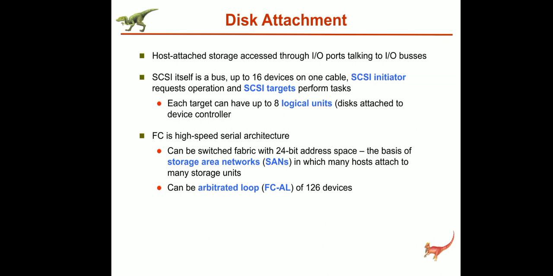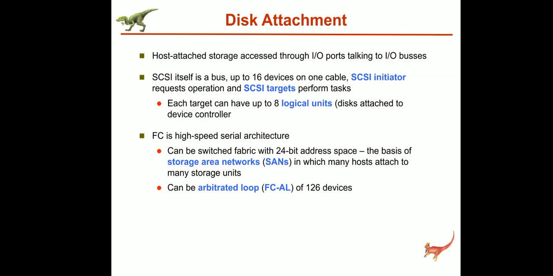SCSI is a bus architecture where its physical medium is usually a ribbon cable. So it uses ribbon cable as the physical medium, which has a large number of conductors, like 50 to 68 conductors. And this protocol supports 16 devices on the bus at a time.